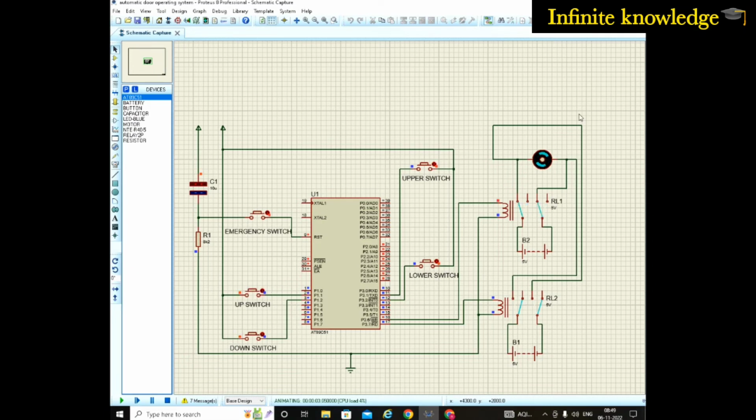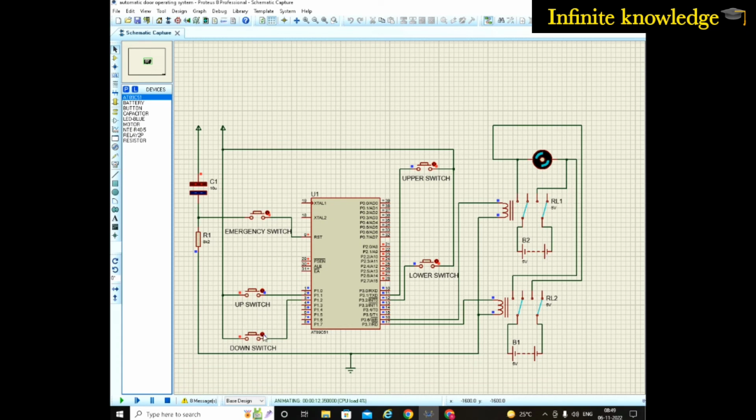Whenever you press the upper side switch, the motor rotates in the anti-clockwise direction, and it rotates until the uppermost switch sends the topmost door position. Once this switch sends the topmost position, it gives a signal to the microcontroller, and the microcontroller gives a signal to this relay to stop the motor.